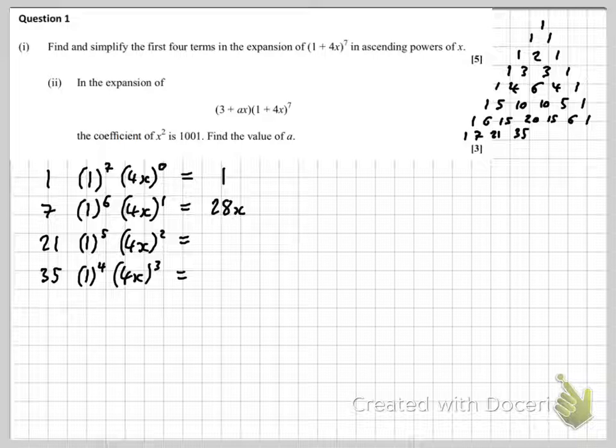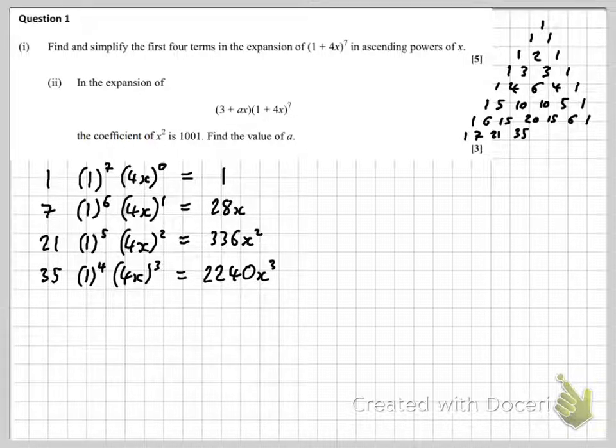The third term, be careful, you've got 21 times 4 times 4, because that's 4 squared, isn't it? 4x times 4x gives you 16x squared. So 21 times 16 gives you 336. Of course, you get the x squared. And lastly, if you do 35 times 4 cubed, 35 times 64, you get 2,240, and that gives you the number of x cubed.